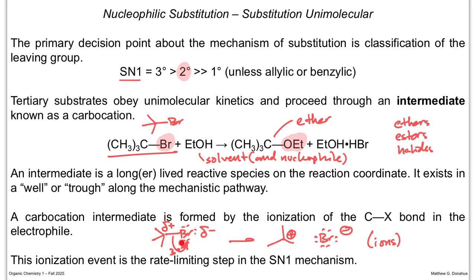And what you'll notice is we did not invoke the presence of the solvent in terms of a collision yet. So that's why it's the 1. So 1 means unimolecular. So really the rate only depends on the concentration of the electrophile. Depends on the concentration of the electrophile, you said?